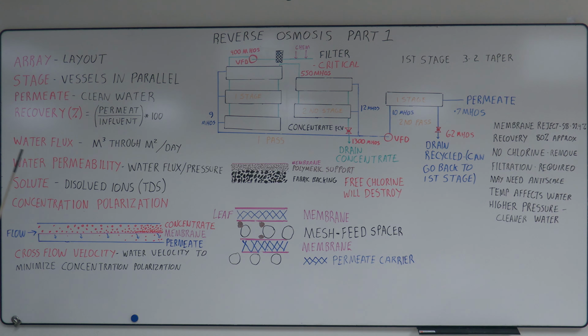Water flux, this is the water that goes through the membrane. It can be cubic meters through square meter a day. It can be gallons through square foot per day. So basically it's how the water goes through the membrane. Water permeability, that's the water flux and pressure. Solute, dissolved ions, total dissolved solids.